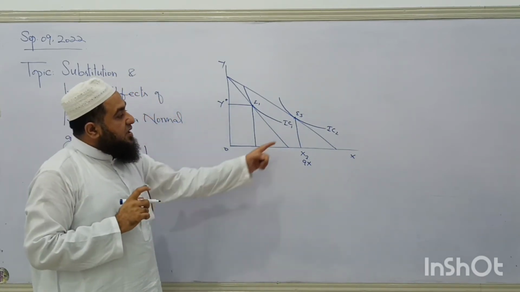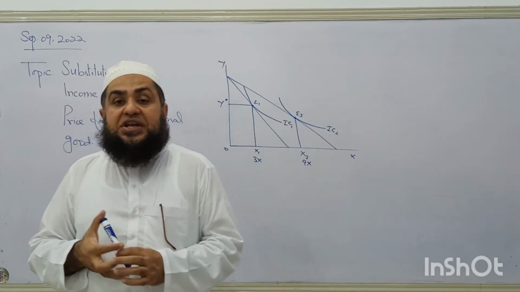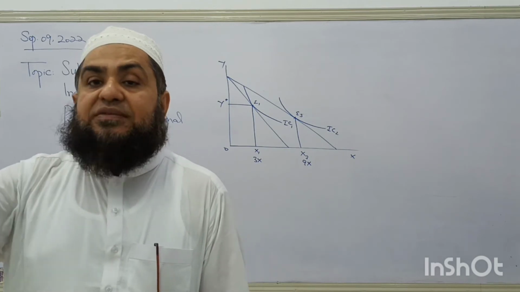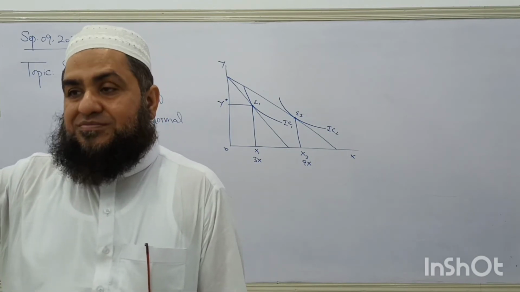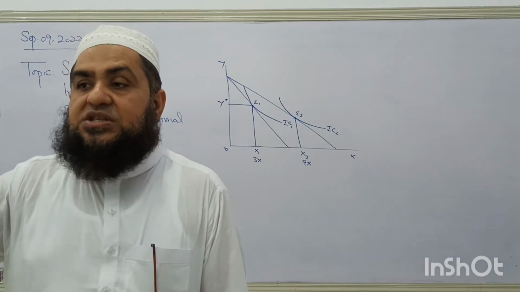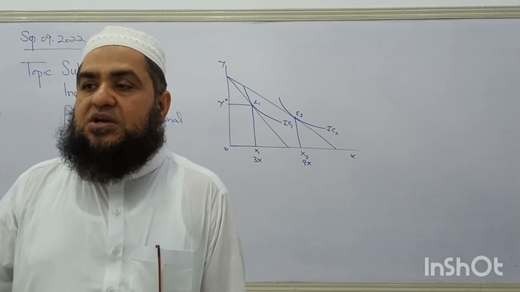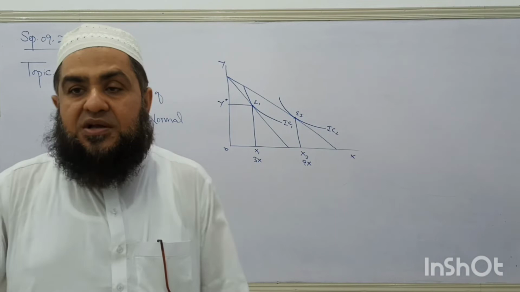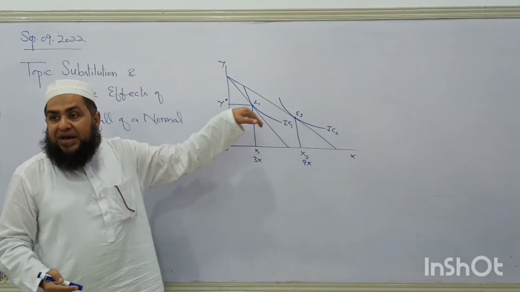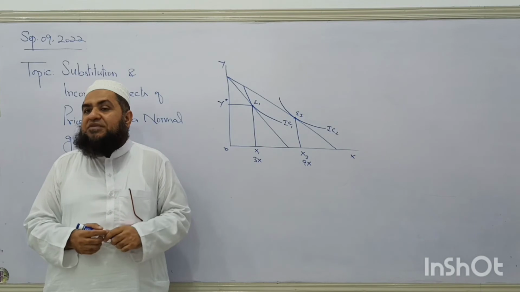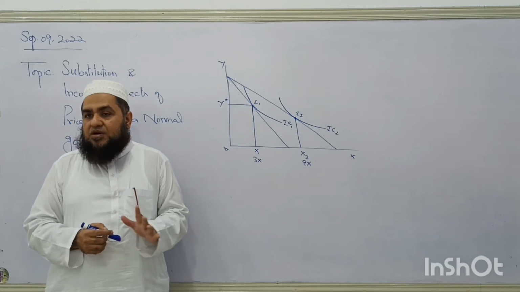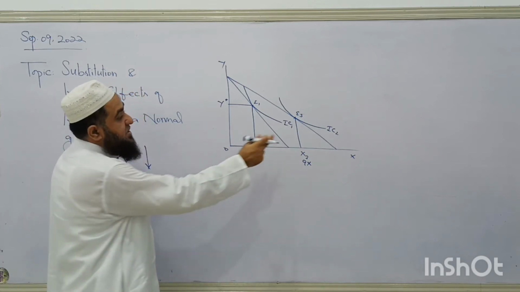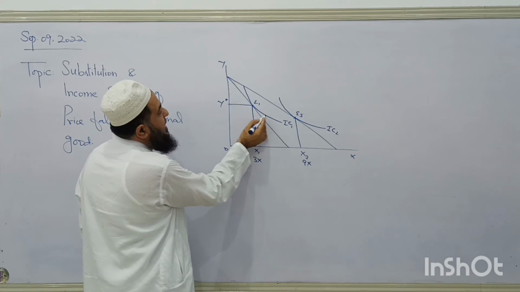The thing is, we know that due to the decrease in the price of X, the real income of the consumer has increased. If we take away that increase in income of the consumer, in money terms, like his income has increased by 40% or 30%, if we take away that increase in his real income, this new budget line will have a parallel downward shift, because we have decreased the income of the consumer.